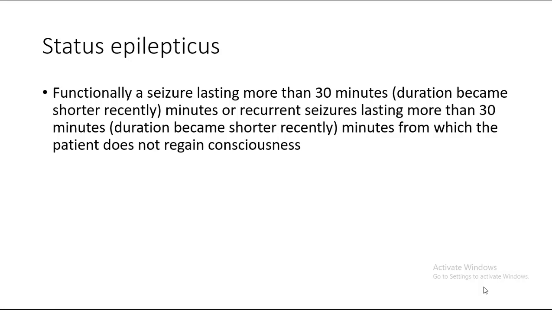But the most important thing and the emergency condition in seizure and epilepsy is a condition known as status epilepticus. It is a seizure that lasts more than 30 minutes, but now the duration became shorter, about 5 or 10 minutes in children and adults, or recurrent seizures lasting more than 30 minutes. I mean either a seizure that lasts 30 minutes or more, or it comes and goes but occurs several times over more than half an hour, in which case the patient does not wake up between the seizures.